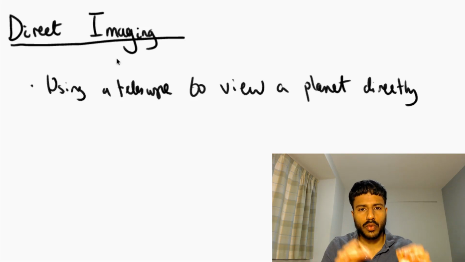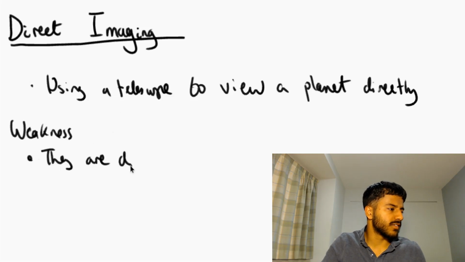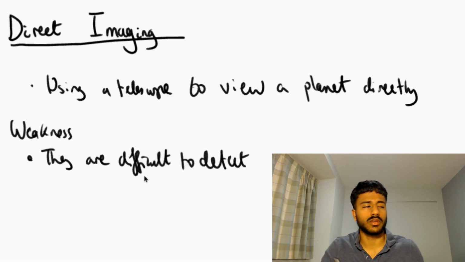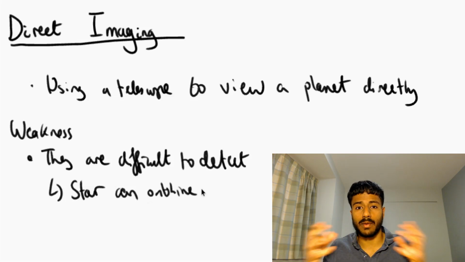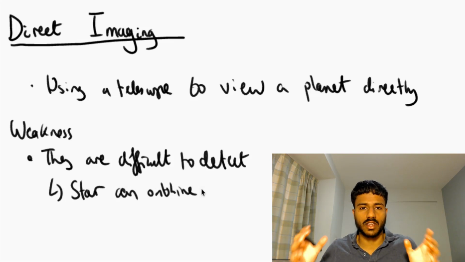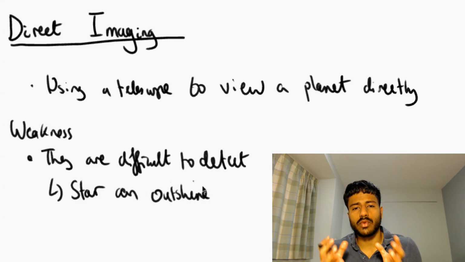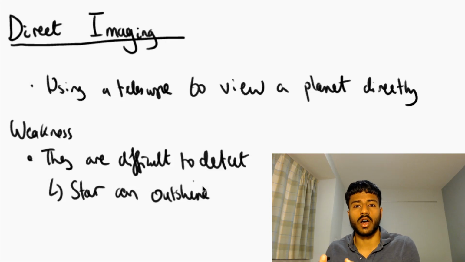Now, this is probably the most basic way of detecting exoplanets, but it does come with some negativities. So one of the weaknesses or disadvantages is that they are difficult to detect using this method. And this is because the star that they're orbiting can outshine the planet. So that means that the light from the sun or the star that it is orbiting can just be too bright that you don't even see the small planet. Now, usually if we want to detect these kinds of planets, we have to rely on the fact that it can reflect the light from the star that it's orbiting.